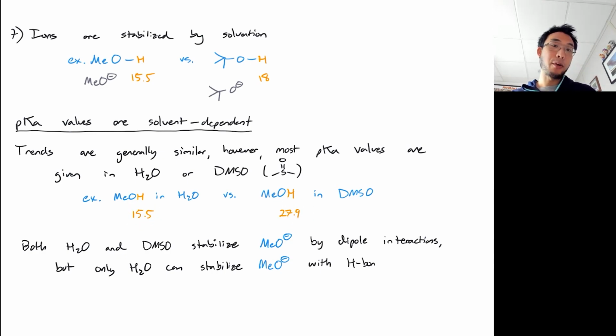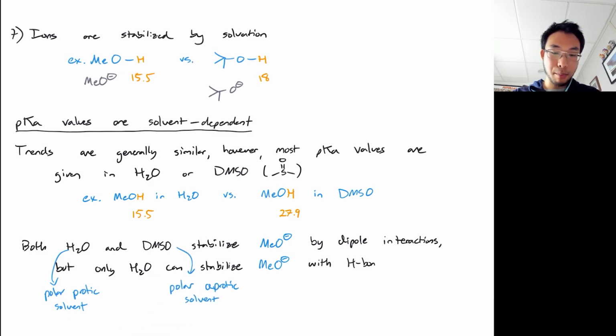So a term that will come up in the future when talking about organic reactions is that water is a polar protic solvent, where protic refers to the fact that it has a proton it can hydrogen bond, while DMSO is a polar but aprotic solvent, meaning it doesn't have a hydrogen that can hydrogen bond. For now, the key things you want to take away from this video are that solvent does matter, and that there are a lot of different factors that can go into helping predict whether a given proton is more or less acidic than another, and analogously, whether a given lone pair is more or less basic than another.